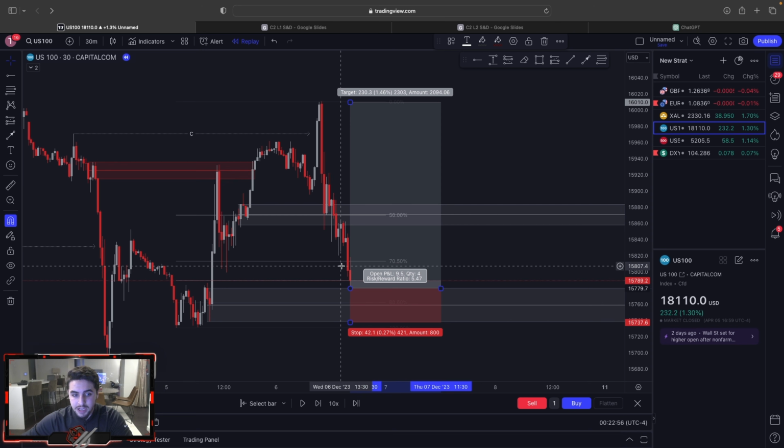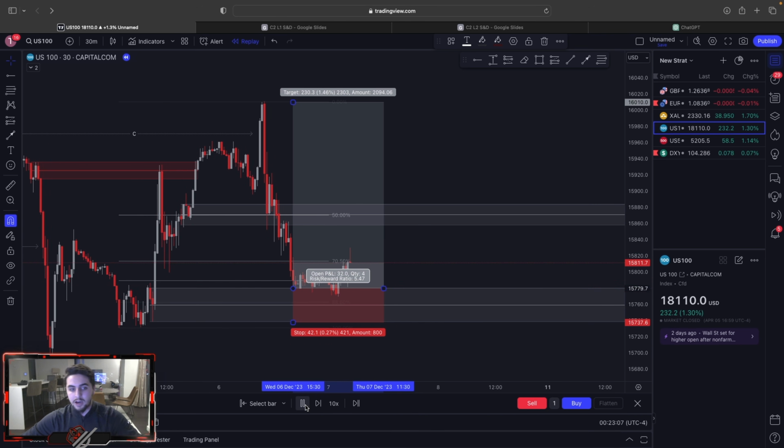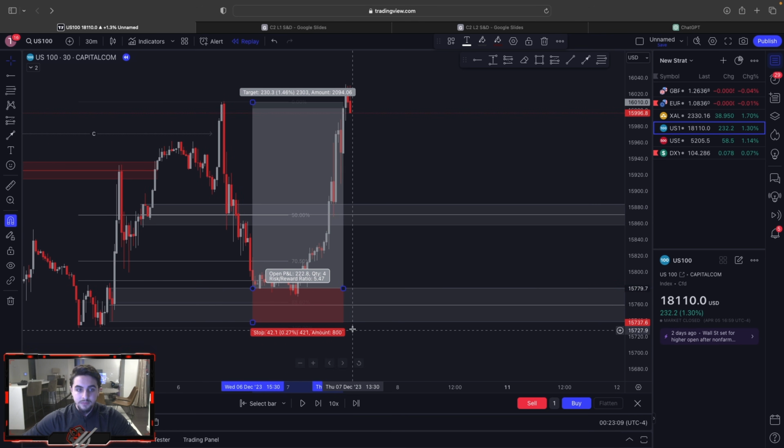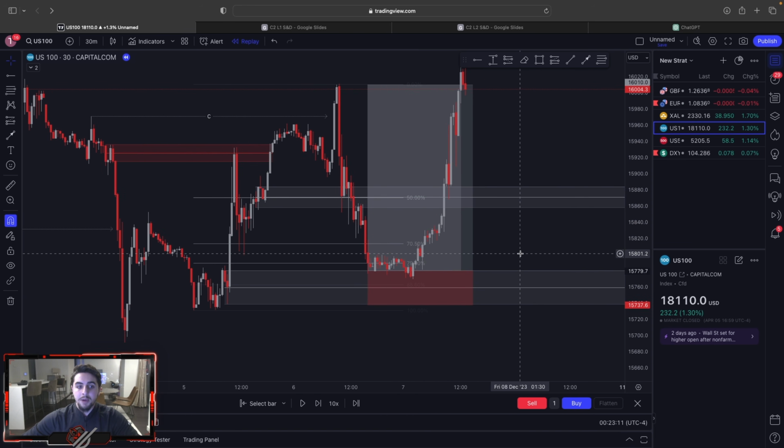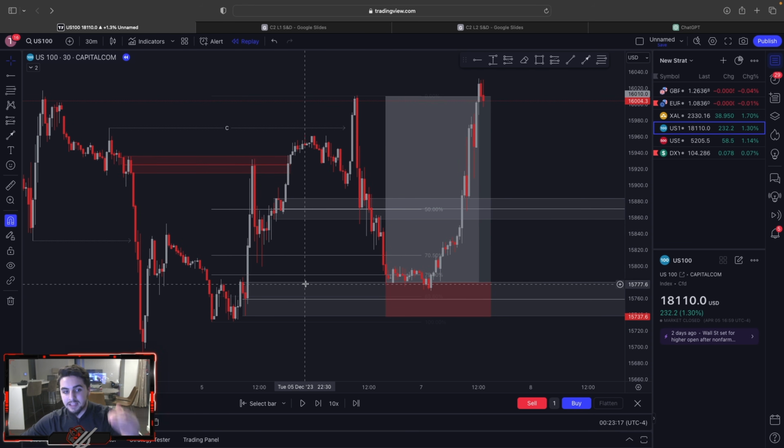Price eventually came down to tap into this area of demand, gets into those discounted prices, and hopefully we can then see that continuation all the way back up to the upside. And just like that, price hit take profit, simply with us identifying that this level is the more probable one. So this is the area we would want to be executing our position from.